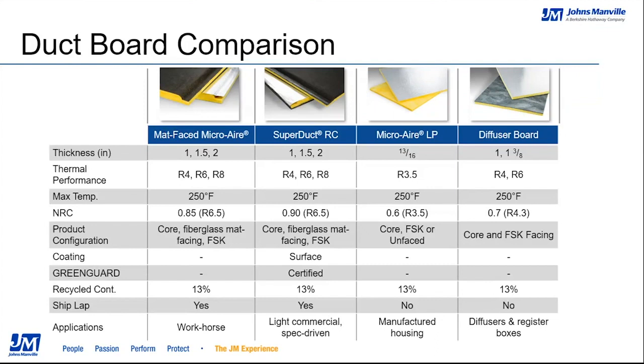The fourth product is diffuser board. It's a 4-pound density product. It is a black colored Airstream surface to minimize the visibility of the board at the diffuser and register boxes. This is critical with duct board. In the past, a lot of duct boards were yellow or just the color of the fiberglass. And a lot of people didn't like seeing that when looking up into ducts. So that's where the black glass mat got introduced, because essentially when you're looking into that duct or that register box, you don't want to see the fiberglass.